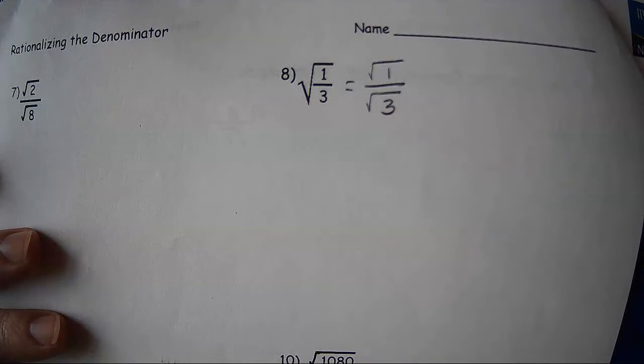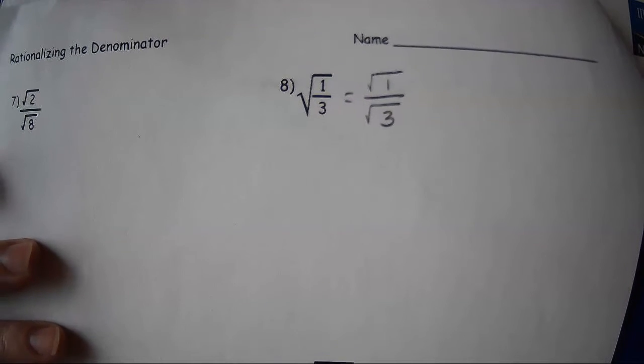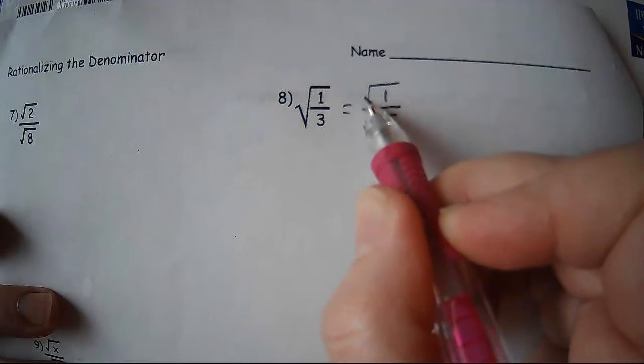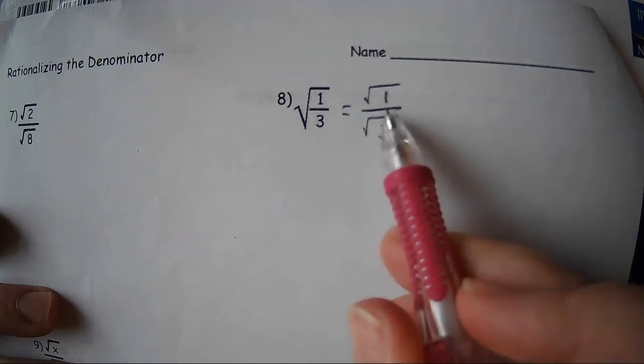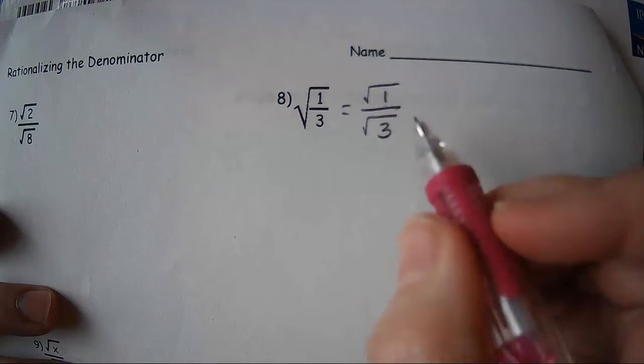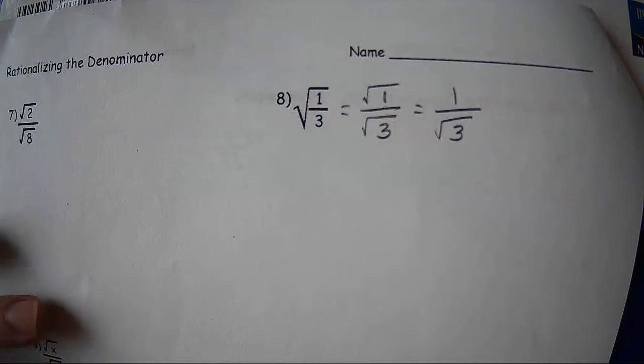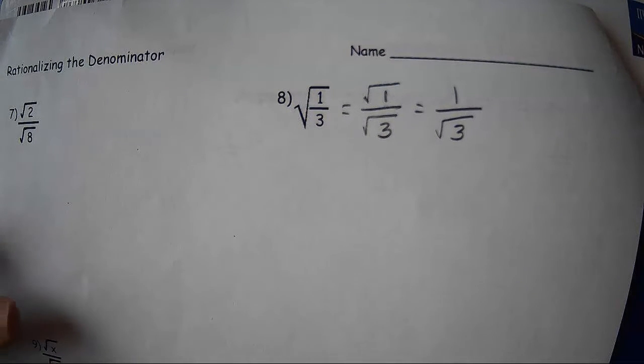Now, what is the next thing that I need to do? What do you guys think? Hopefully some of you said that rule number 1 says no perfect squares in the radical. Well, isn't the square root of 1 a perfect square? That's 1. The square root of 1 is 1. So actually I have 1 over the square root of 3. Now what do I need to do?